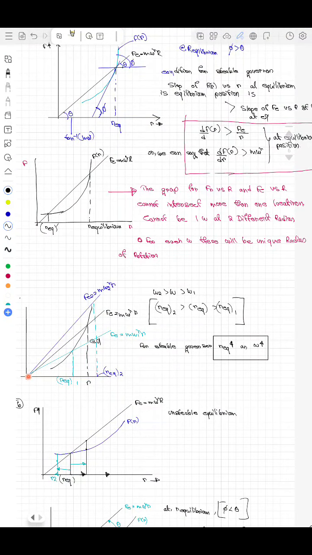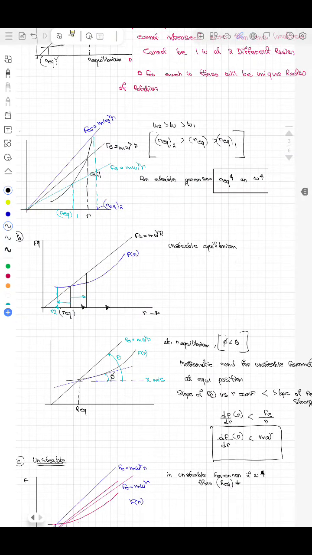Here you can see there is an F_c1, an F_c2 and an F_c. So omega 2 is greater than omega 1, so we have equilibrium 2, r equilibrium 2. In each case the equilibrium radius is greater, so for omega 2 the equilibrium is more, so it is stable. As the r equilibrium is increasing, omega is also increasing, and with omega increasing the radius is also increasing.